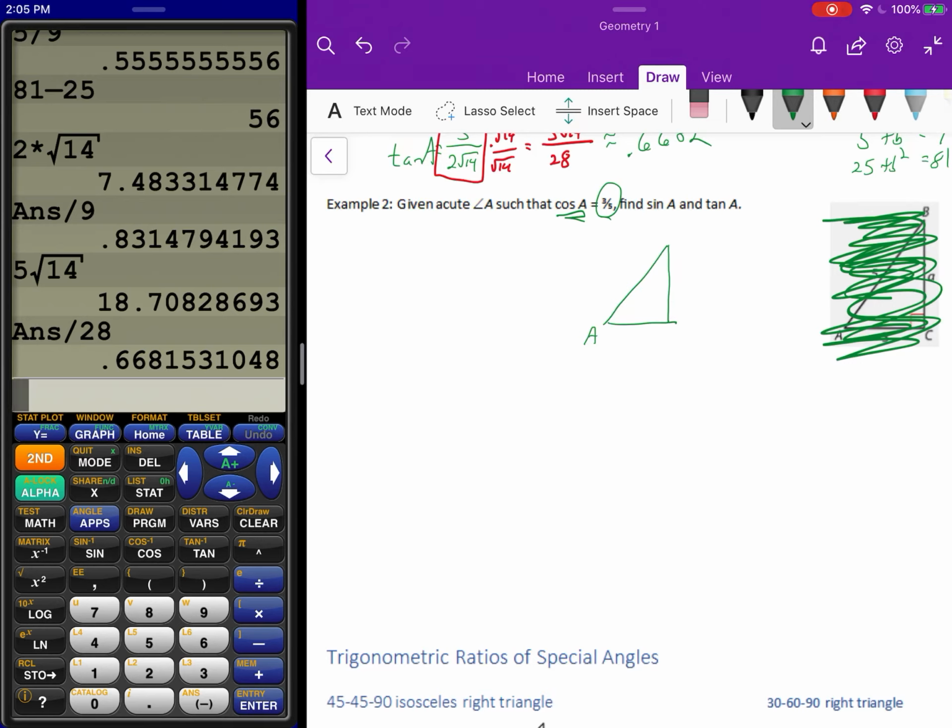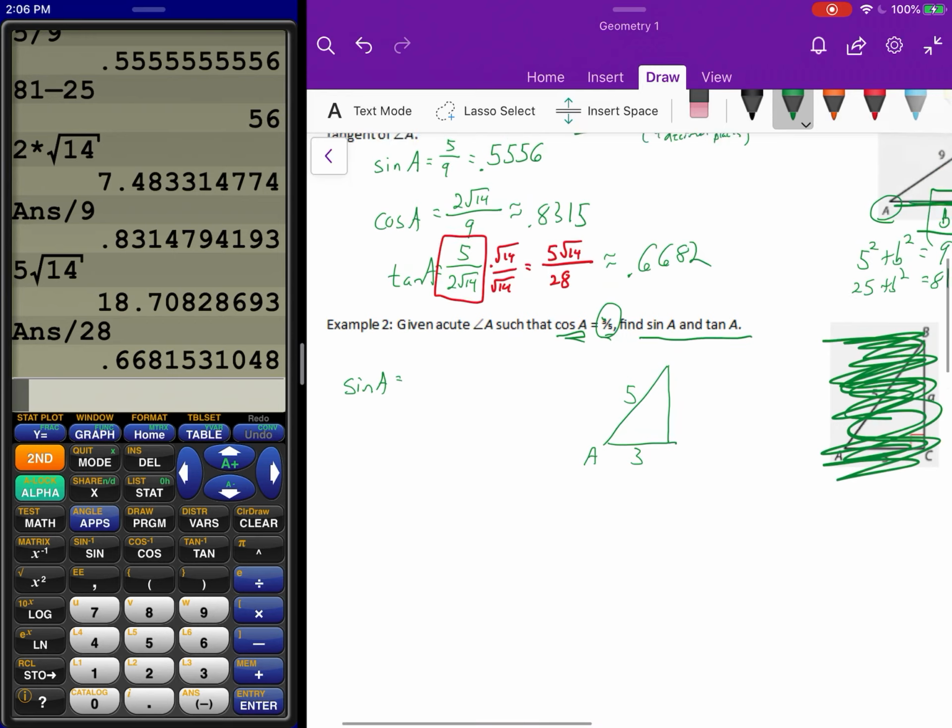So the cosine of A is 3 over 5. Well, going back to our definition, the cosine would need to be adjacent leg over hypotenuse. So the adjacent leg we could write as 3, and the hypotenuse could be 5. That was just a ratio, but it will still help us find the other ratios.